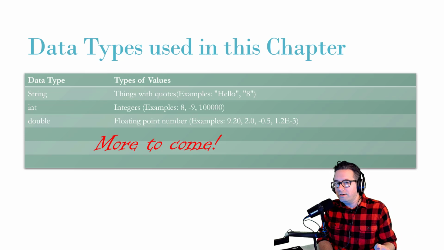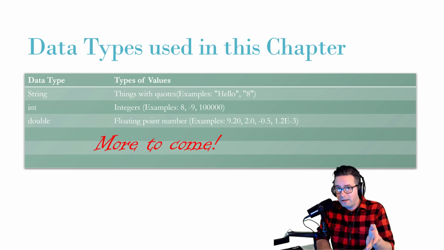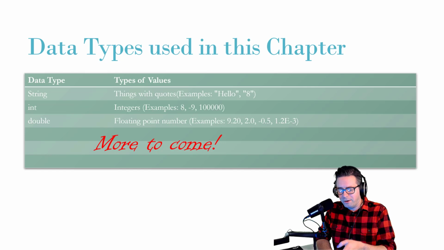Now we'll be using the floating point data type, the double, but we're not going to be using floats, because space is much cheaper and we might as well. So that's why we're not using the float data type.